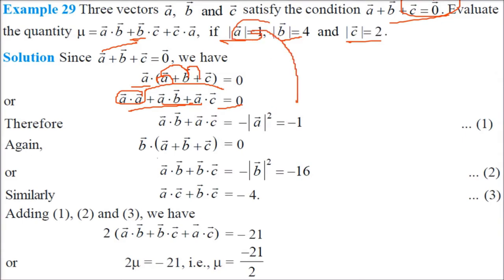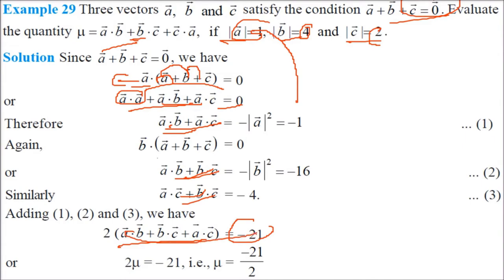So this is 1 square, and the negative of this will be negative 1. Same thing we are going to do with B, and same thing with C. So A dot this, B dot this, and C dot this. So what do we get? We have A dot B, B dot A, C dot A, A dot C, B dot C, right? So you can just combine them. Negative 1, negative 16 and negative 4 will also be combined.